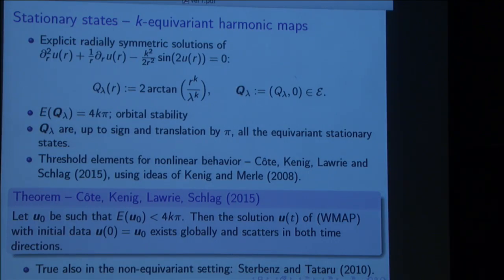Here they are explicit because I'm only looking at these equivariant maps, and they can be written like this: 2 arctangent of r^k over lambda^k. These are all the equivariant ones, and the energy is 4kπ. This energy in general is related to the topological degree. Wilhelm mentioned the topological degree. This is because they have degree k, and the energy will always be 4π times the degree of the map.